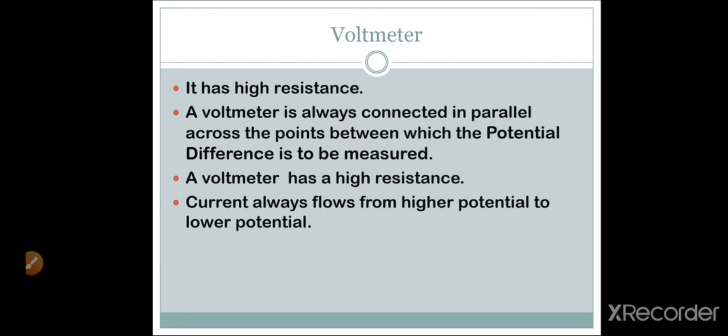Current always flows from higher potential to lower potential, that is from the positive terminal of the battery to the negative terminal of the battery, and the flow of electrons is from the negative terminal of the battery to the positive terminal of the battery. So both these are in opposite directions.